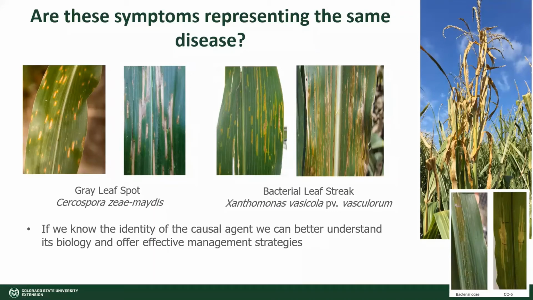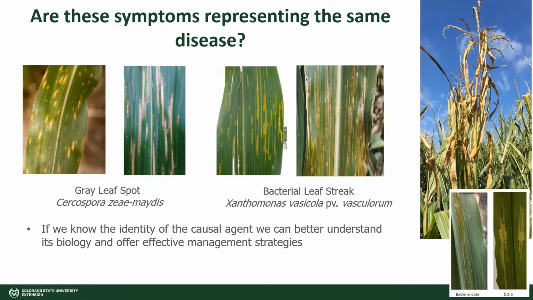If we know the identity of the causal agent, we can better understand its biology and offer effective management strategies. Although the growers were applying a management strategy, it was not effective. It was doing nothing to the bacterial leaf streak. So that's why it's so important to understand and to diagnose those plant problems. And I know that in another module, you talk about plant diagnostics, so we're going to cover this topic here as well.